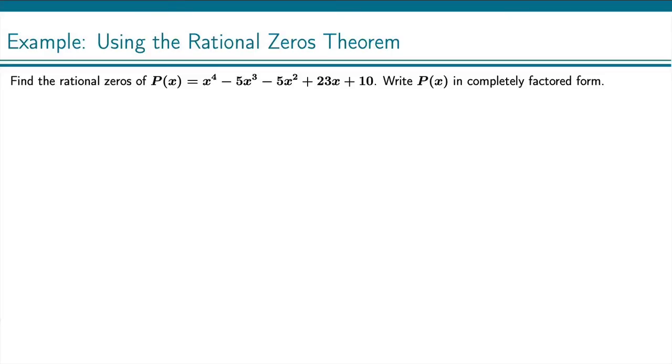Find the rational zeros of p of x equals x to the fourth minus 5x cubed minus 5x squared plus 23x plus 10. Write p of x in completely factored form.